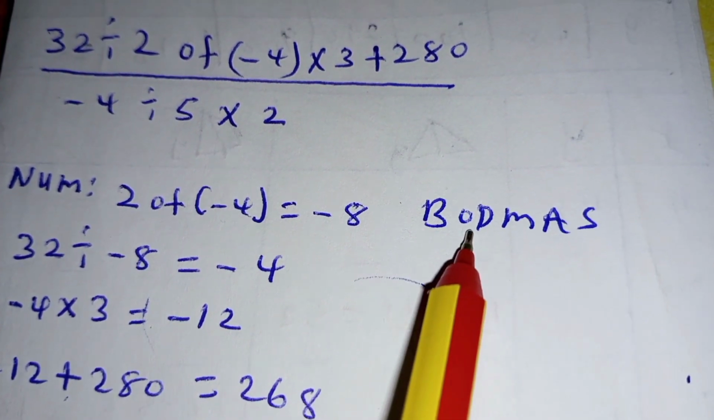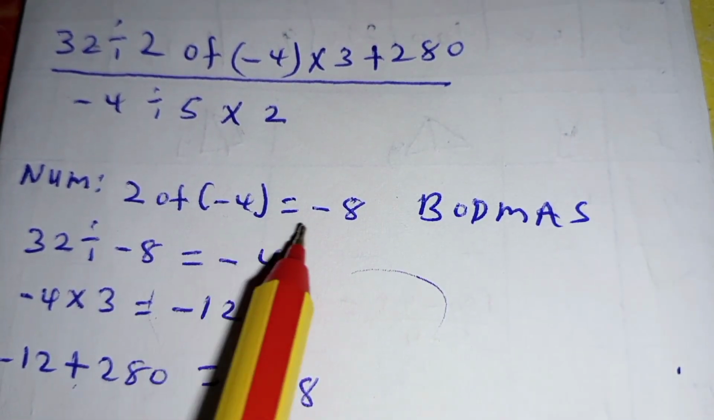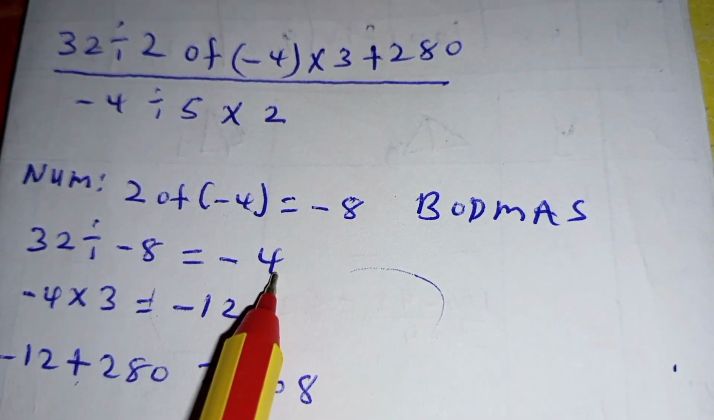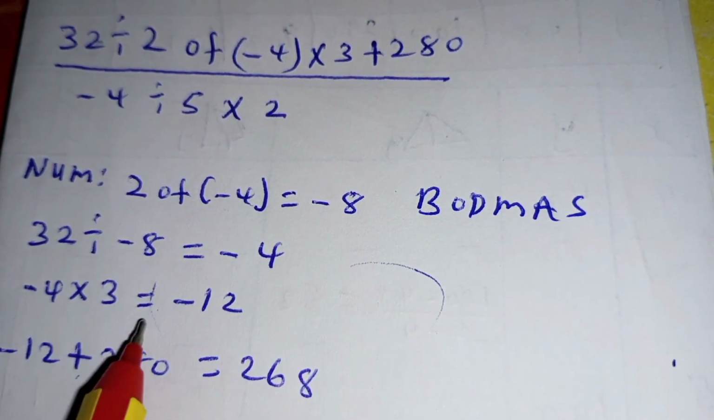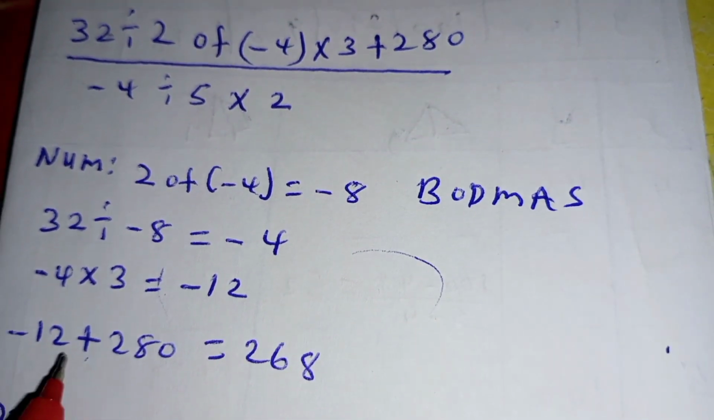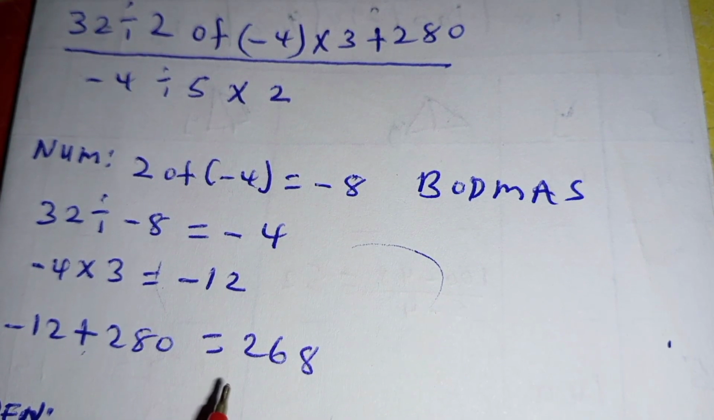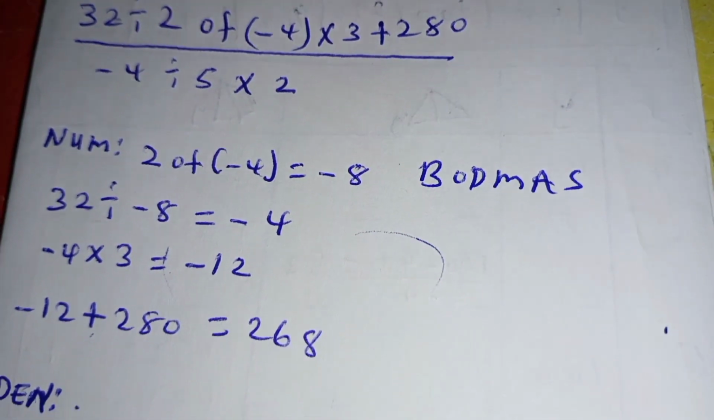The first thing you have is of. So 2 of -4 is -8. Then 2 divided by -8 is -4. -4 times 3 is -12. -12 plus 280 is 268. Then you go to the denominator.